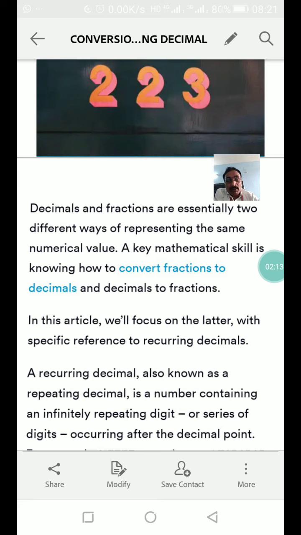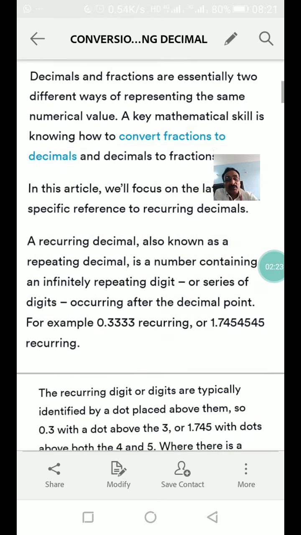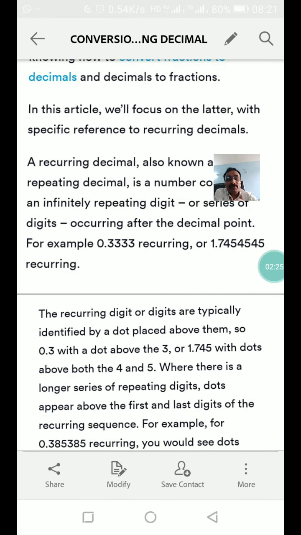We will focus on the latter with specific reference to recurring decimals. A recurring decimal, also known as a repeating decimal, is a number containing an infinitely repeating digit or series of digits appearing after the decimal point. For example, 0.3333 recurring, or 1.745545 recurring.